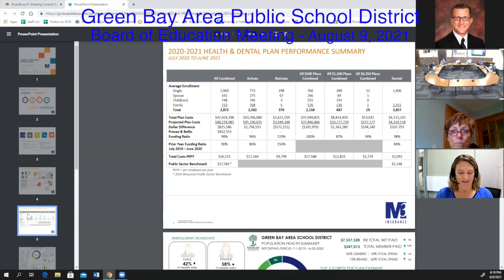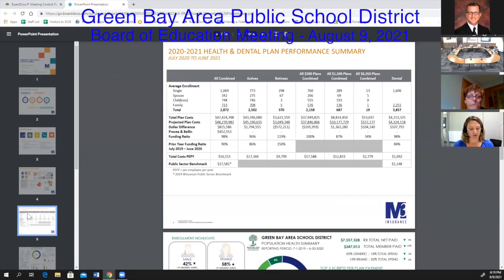All right, shown on this slide is a summary of the health and dental plan performance for the most recently completed plan year, which ended on June 30th. The enrollment is broken down by plan tier that you can see on the left-hand side, and also by active or retiree status, as well as the plan coverage type. A couple highlights from that first section of the chart.